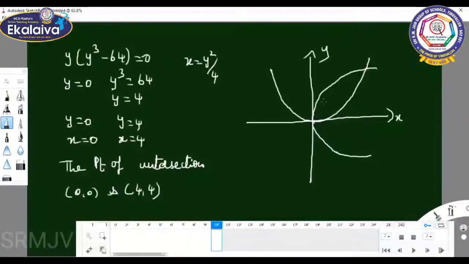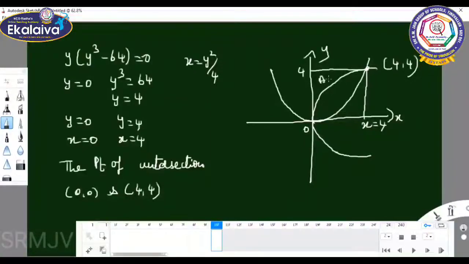See, the area is bounded by y equal to 4 and x equal to 4, with the origin. So the intersecting point is 4 comma 4.